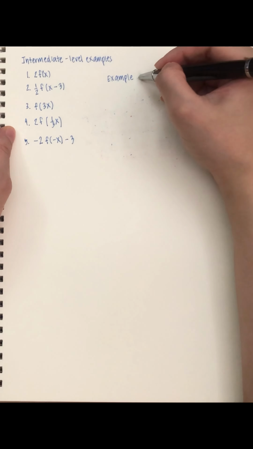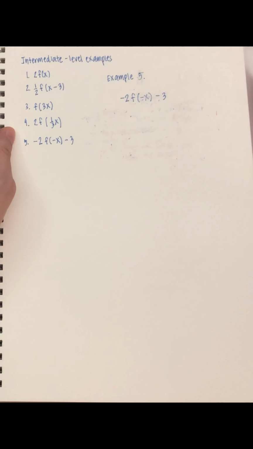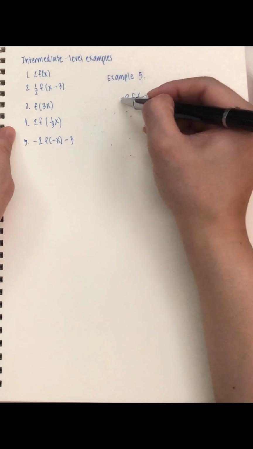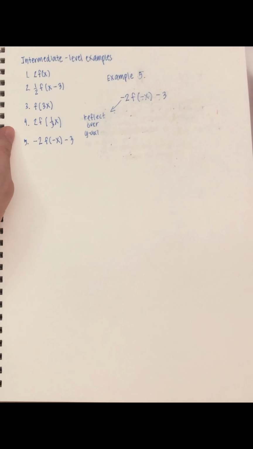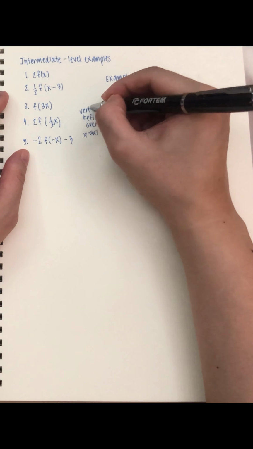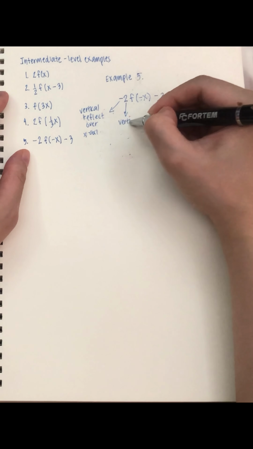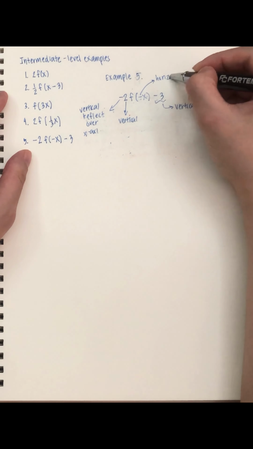The last example, example 5, -2 f of -x minus 3. This one has 4 transformations. So there is a reflection over the y-axis. No, the x-axis. Okay. It's a vertical reflection. Okay, anything outside the parentheses is vertical. So this is also a vertical transformation, and this is also a vertical transformation. This one in here is a horizontal transformation.